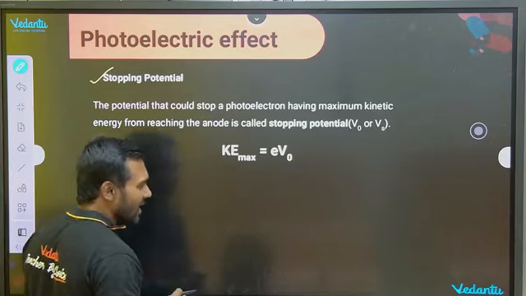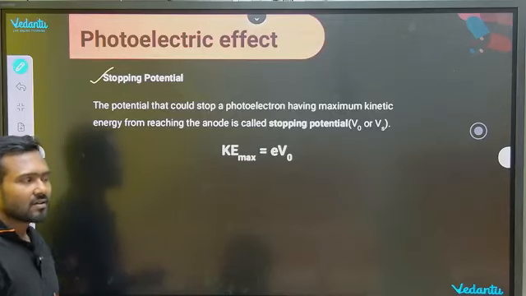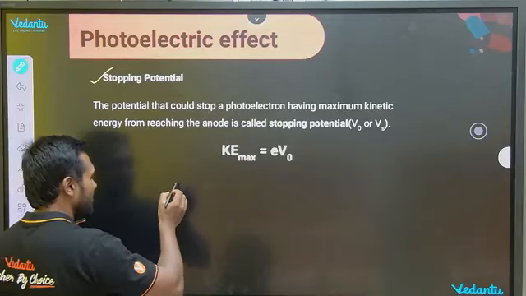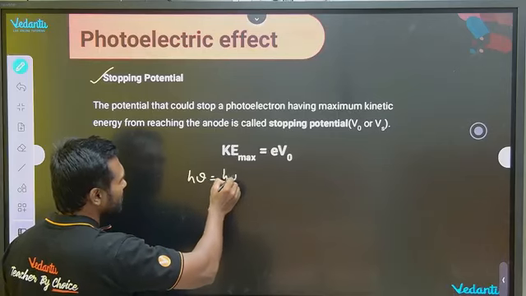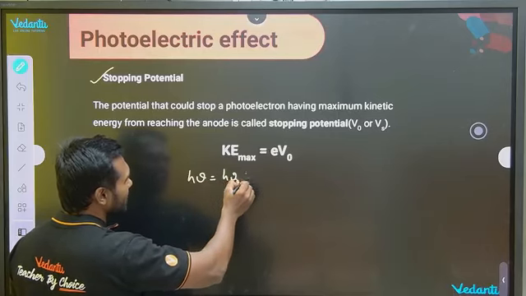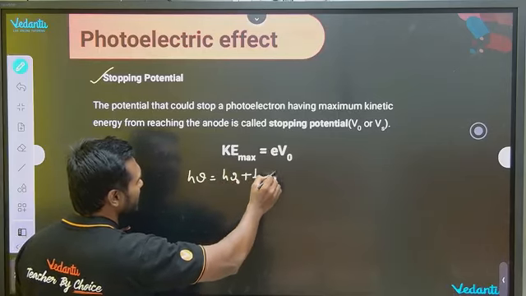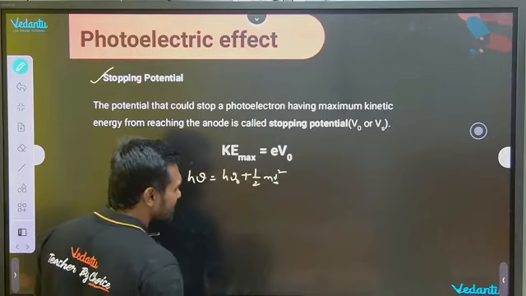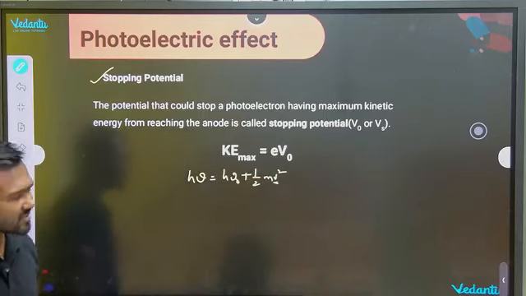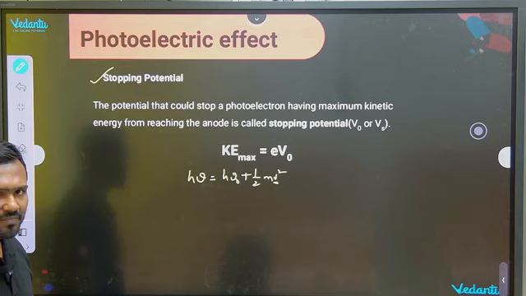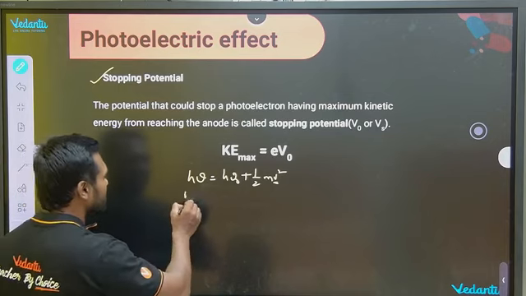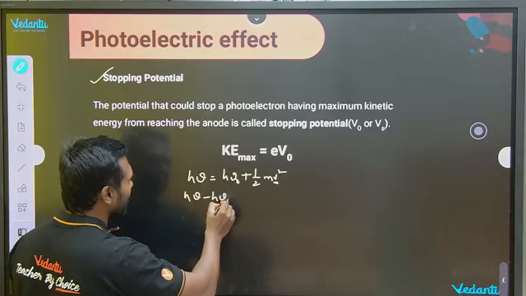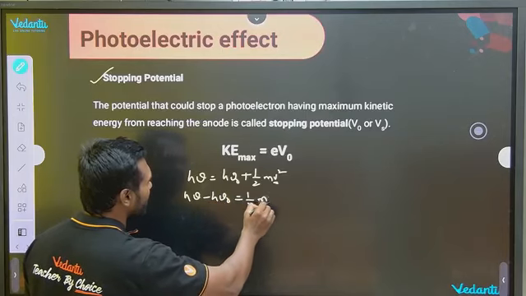This is not the thing they are asking majorly. The major thing is here: the velocity of ejected electrons. h nu is equal to h nu naught plus half mv square. From here, what is the velocity of ejected electrons? That is the thing they used to ask frequently. Or else, what is the wavelength of ejected electrons? So h nu minus h nu naught is equal to half mv square.